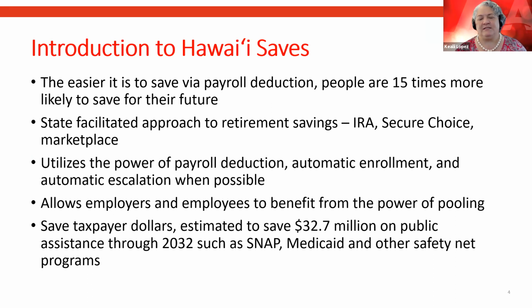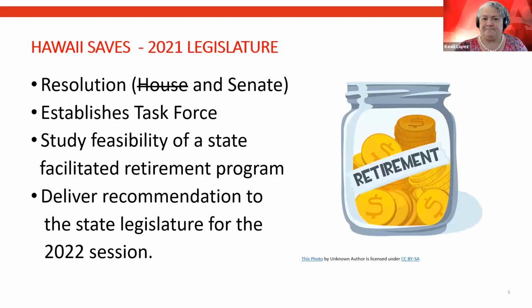And the other thing is what we've estimated. AARP's Research Institute was able to determine that if we were able to pass something like Work and Save, where people were able to have retirement savings, it would save about 32.7 million in public assistance through 2032 alone. This includes reductions in SNAP, Medicaid, and other safety programs.